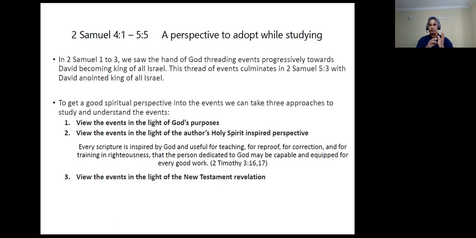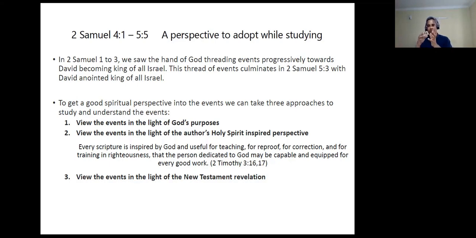So throughout 1st Samuel and 2nd Samuel so far, from the time of the anointing of David, we saw a thread of events happening, right? We were made to see a thread of events as it progressed towards David becoming king of Israel. And that was God's plan for Israel. That was God's plan for why he chose David.